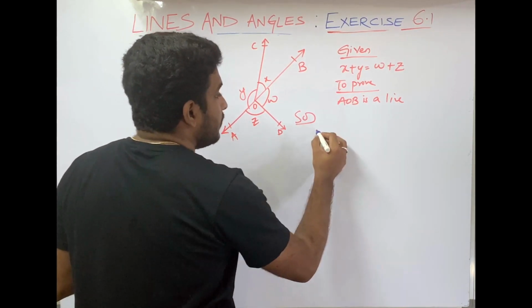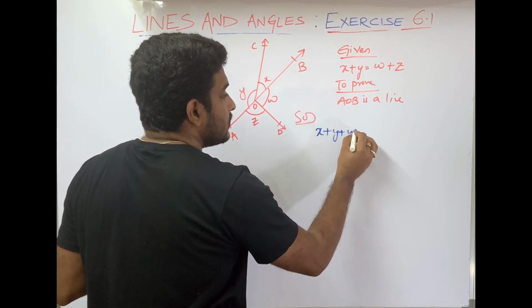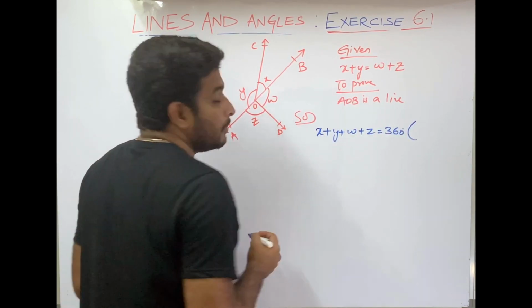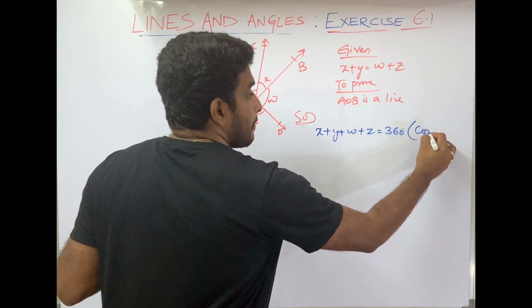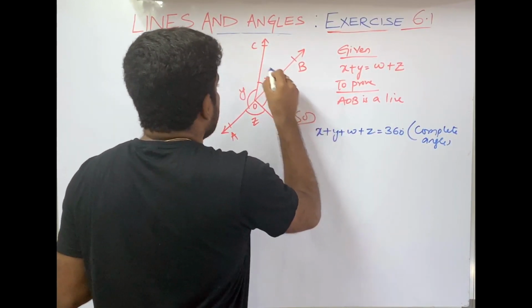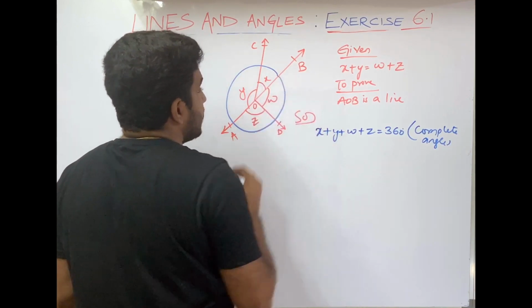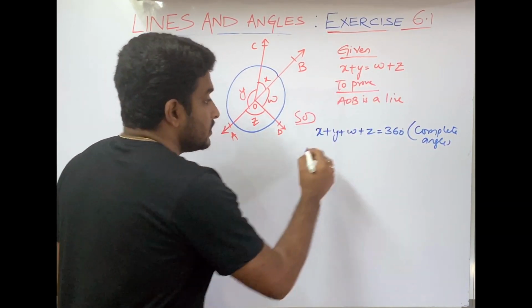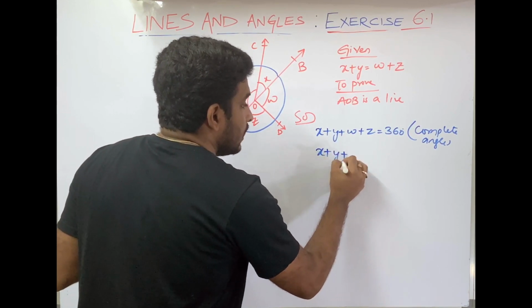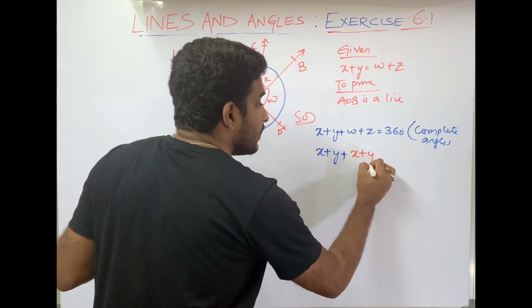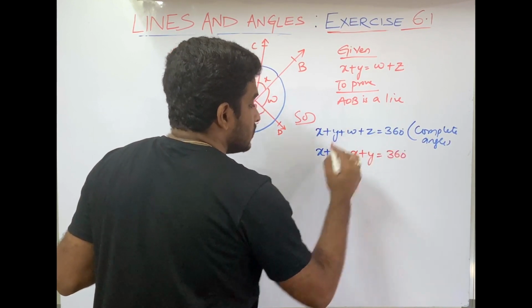See, first step will be x plus y plus w plus z equal to 360 degrees because it is a complete angle. Now what they gave is x plus y is equal to w plus z. That is, x plus y plus w plus z is equal to x plus y plus x plus y. That means 2 times of x plus y equal to 360 degrees.